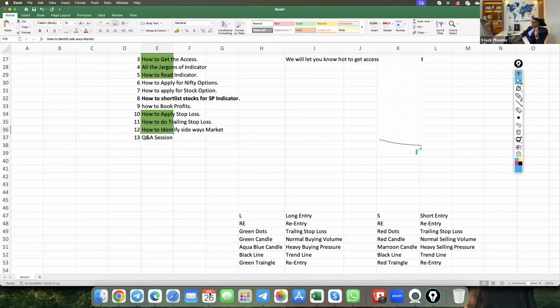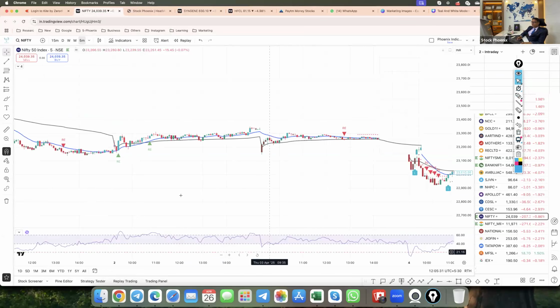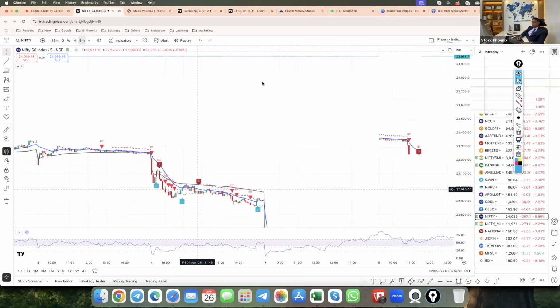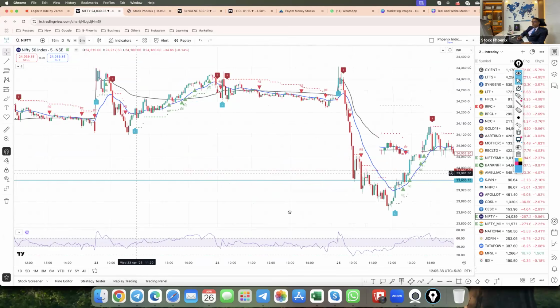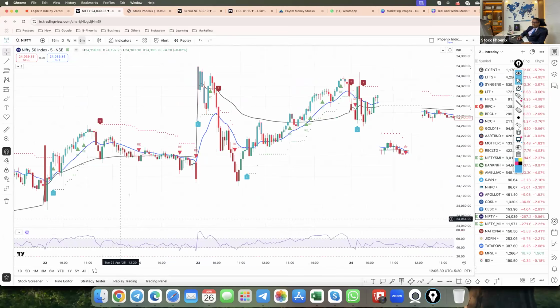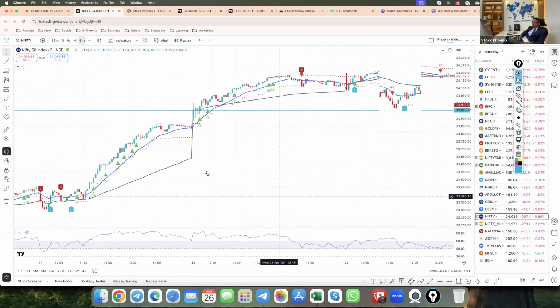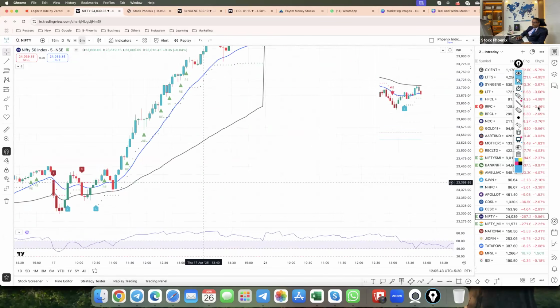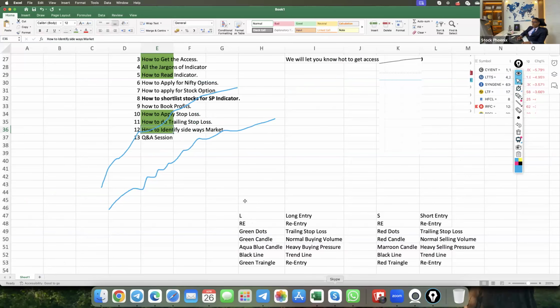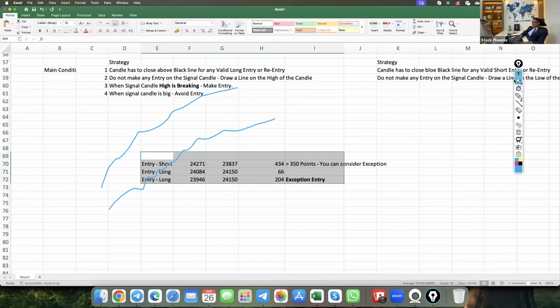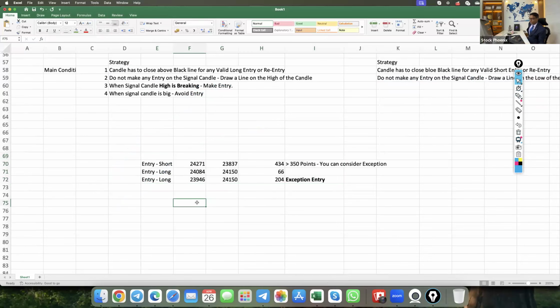Now, let's go to the next topic. So at least you guys have got enough confidence that we are able to get a proper signal, a proper trending market, and a proper way to hold the position throughout the day using the aqua blue candle. Now, the question is, how to make profits with this?